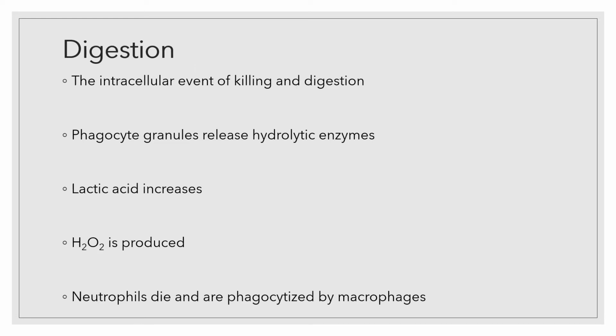The fourth step of phagocytosis is called digestion, and this is the intracellular event of killing and digestion. Phagocyte granules will release hydrolytic enzymes, and such enzymes would be things like lysozyme, lactoferrin, and myeloperoxidase. Lactic acid increases inside of the cell, which lowers the pH to 4.0 or less inside the cell, and this is lethal to most bacteria. Hydrogen peroxide or superoxide is then produced. The production of hydrogen peroxide aids in killing bacteria at this time also. Then the neutrophils die and are phagocytized by macrophages.